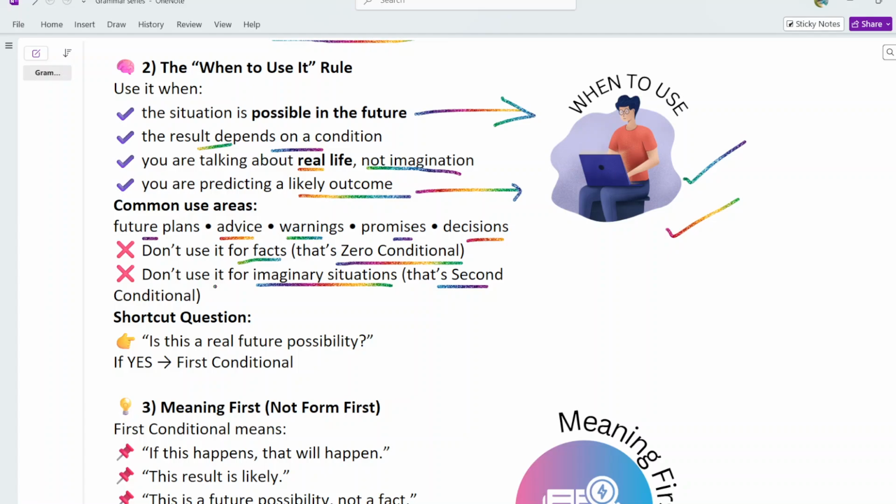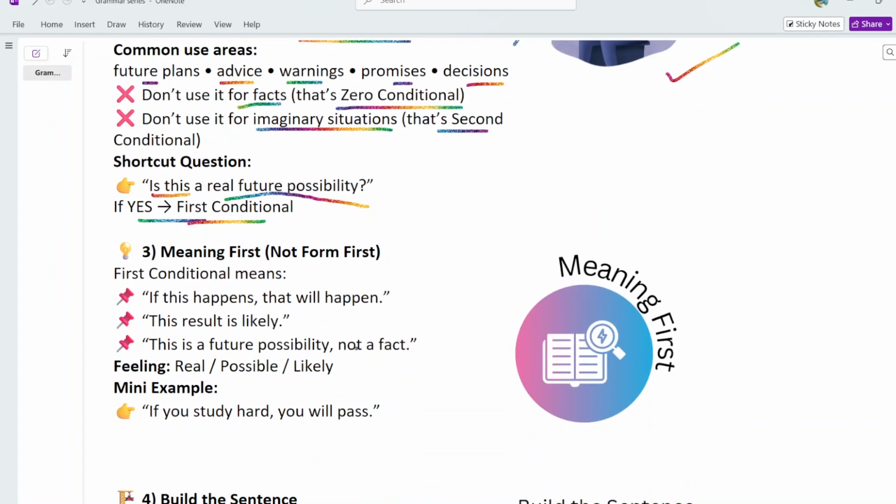Very quickly, a shortcut question you're going to ask yourself is: is this a real future possibility? In the sense, whatever is happening around you, is that actually going to occur in the future? Is there a possibility? You're going to ask that question to yourself. Now, if the answer is yes, then you're on the right track, and you're going to use the first conditional as your tool. Now let's look at the third section for today, meaning first and not form first. So before grammar, understand the meaning of the first conditional.